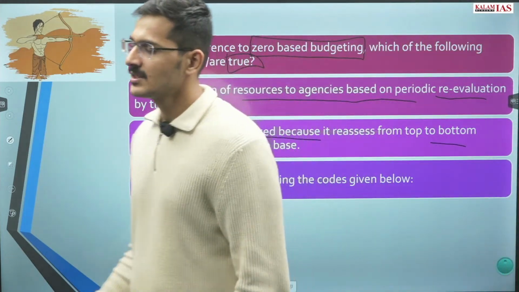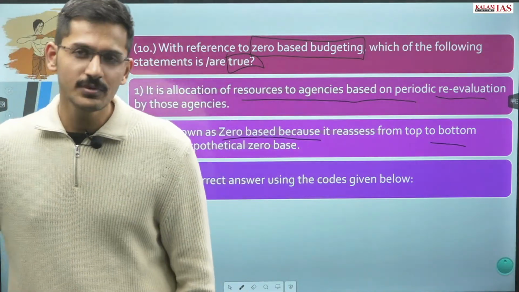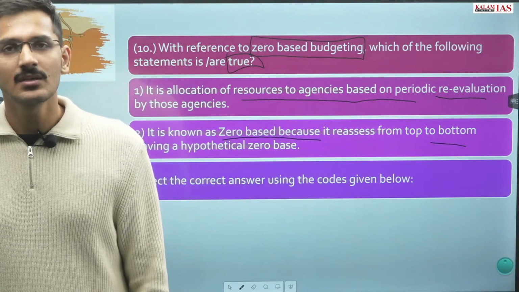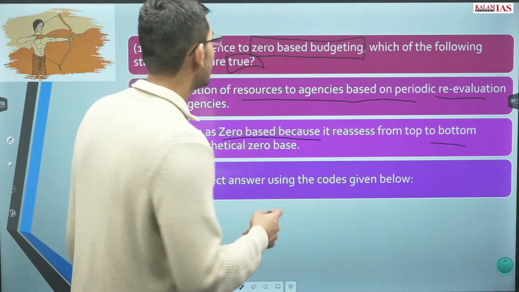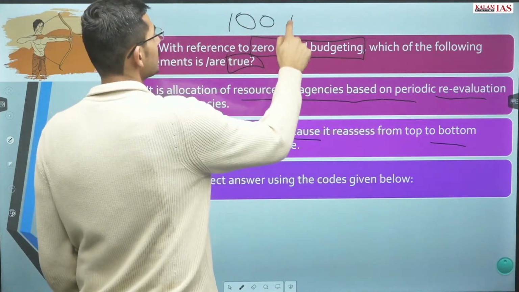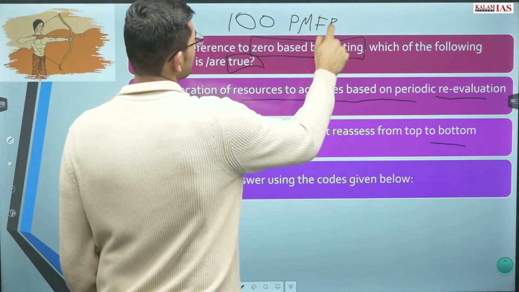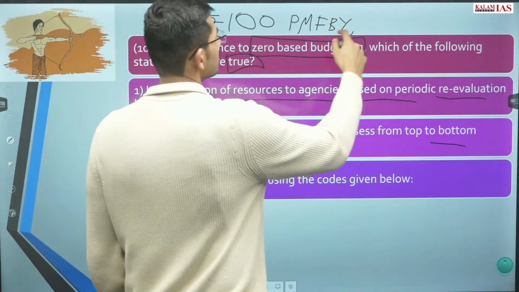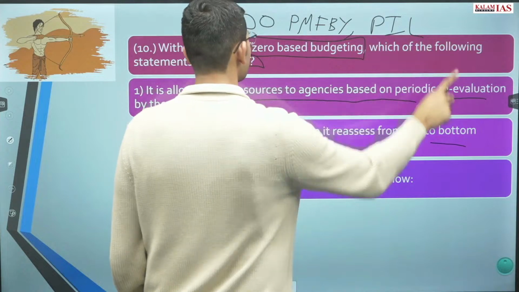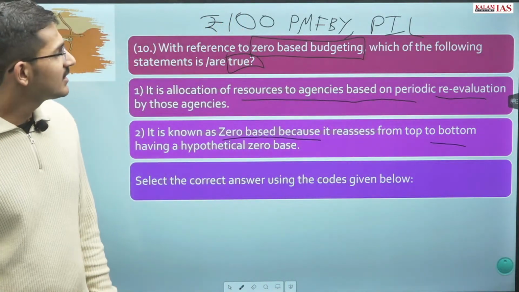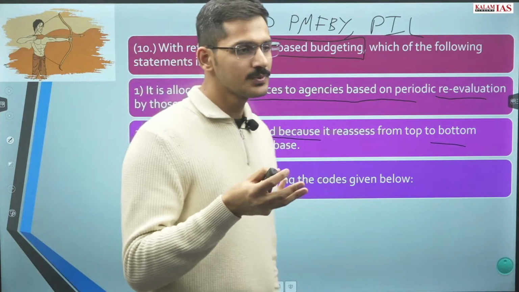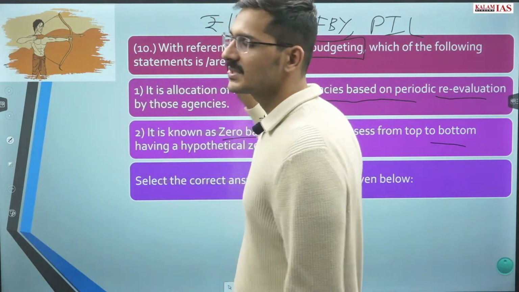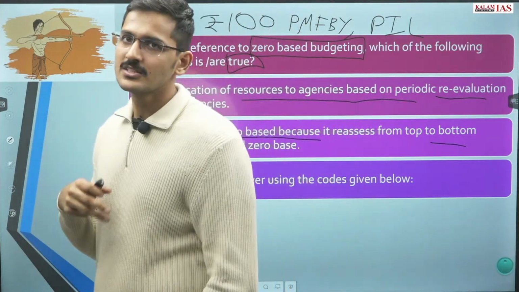What zero-based budgeting is: most of the budgets made by government or even private enterprises are incremental in nature. What happens in incremental is, okay, last year we spent 100 crore rupees in Pradhan Mantri Fasal Bima Yojana, or you can take the example of a PLI scheme also, any scheme for that matter. So what happens is, next year they will try to re-evaluate. Okay, last year we spent 100 crore rupees and this year the budget has increased by 10%. So we will increase Pradhan Mantri Fasal Bima Yojana or PLI scheme expenditure by 10%.